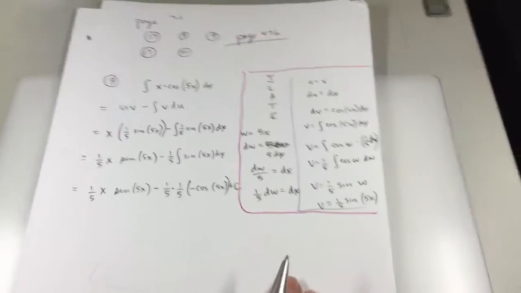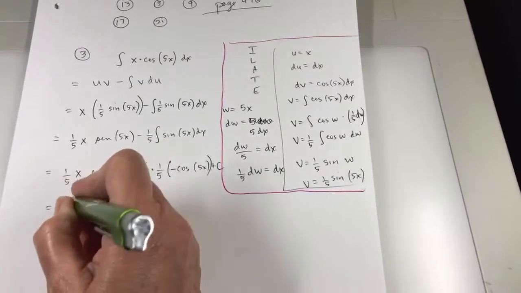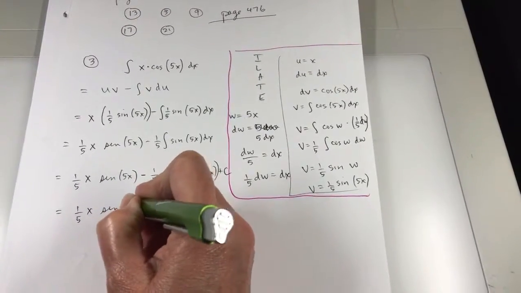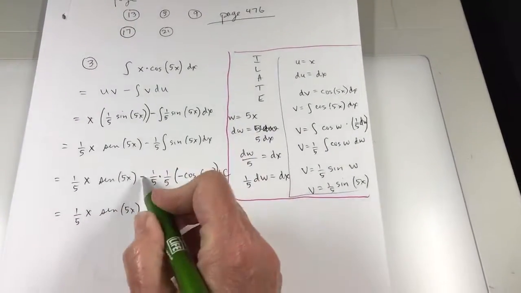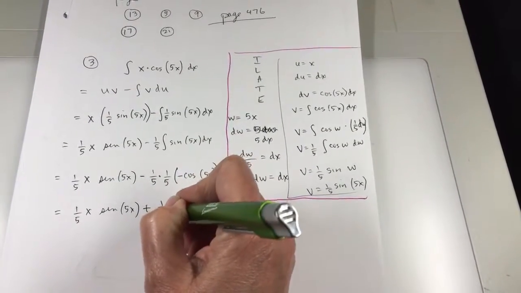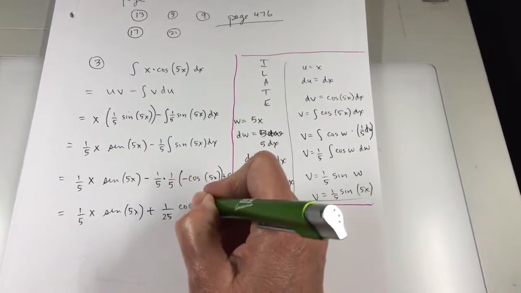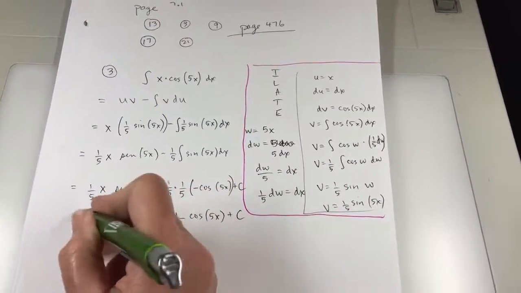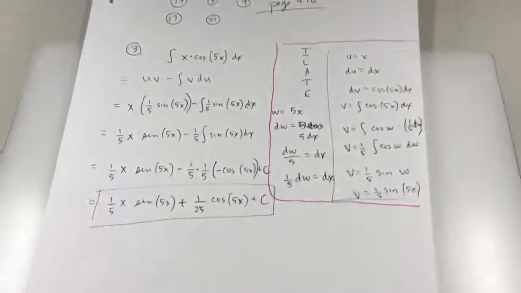There's the answer. You can clean it up a little bit if you like. 1/5 x times the sine of 5x. Now look, I got a negative and another negative, makes a positive, plus 1/25 times the cosine of 5x plus c, and there is my answer to number 3.